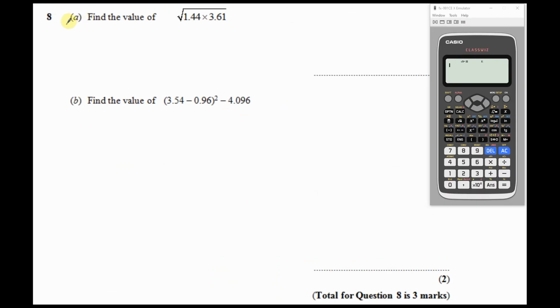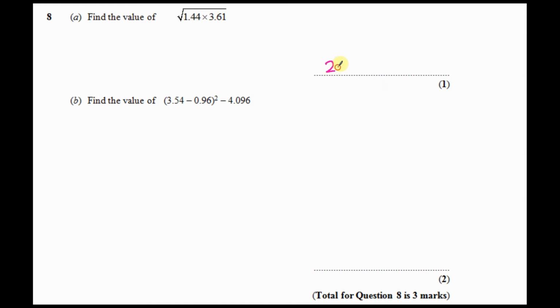Okay, question 8a, it says find the value of, and that symbol there means the square root of 1.44 times 3.61. I'm going to do that straight onto the calculator. So pressing the fraction button, we get 1.44 times 3.61. If I press the equal button, it gives me the answer 2.28.